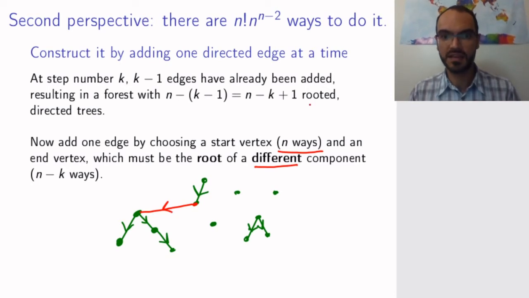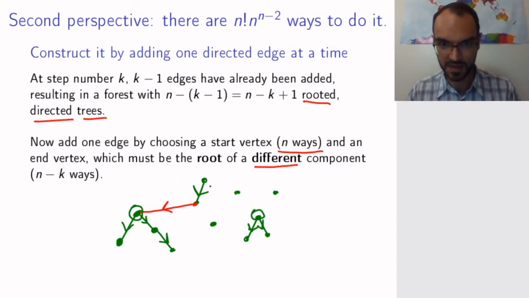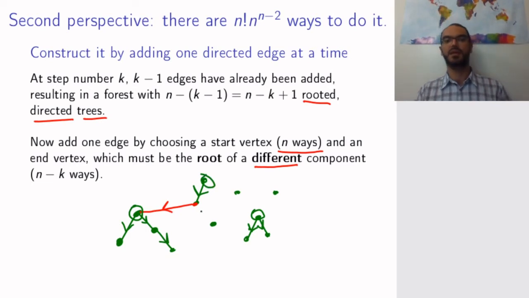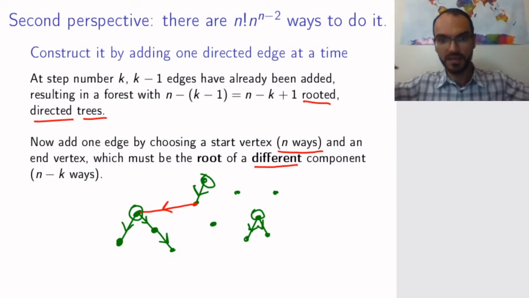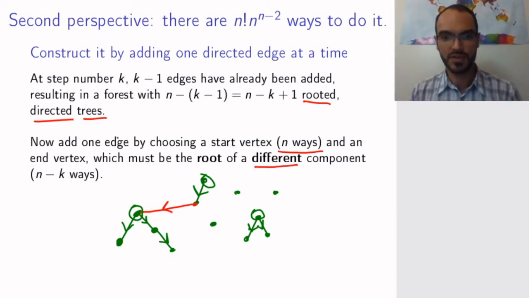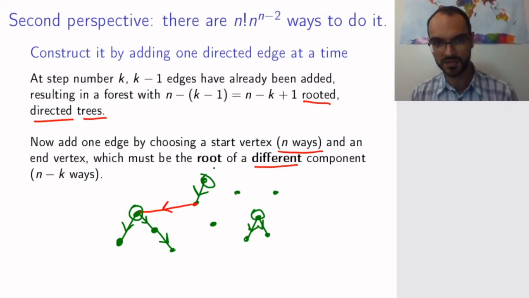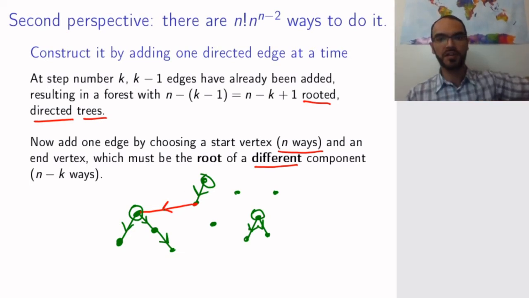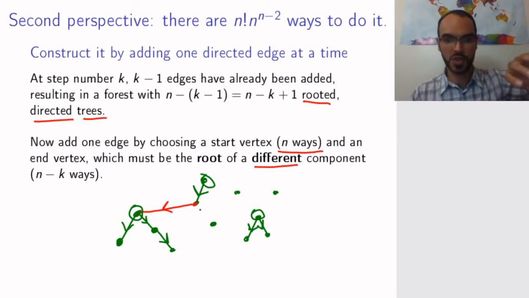So I'm assuming that I already have rooted directed trees. I mean, it's clear from this picture, but this is the root of this tree, this is the root of this tree, this is the root of this tree. So these are the roots from which everything goes away in these trees. And now by adding an edge, I have to go from any vertex I want, but to the root of a different component, to keep this flow of everything going in one direction and to avoid these clashes that I had earlier.